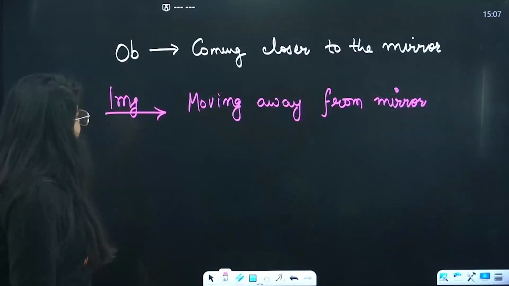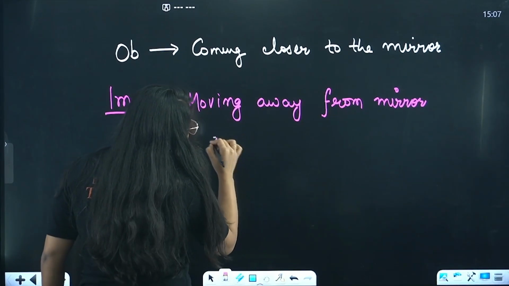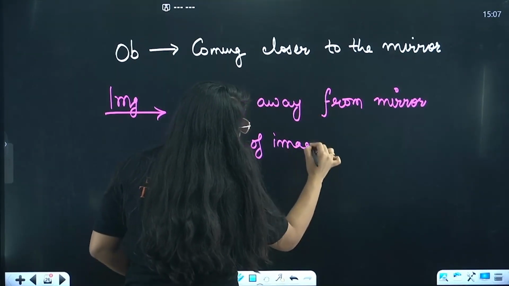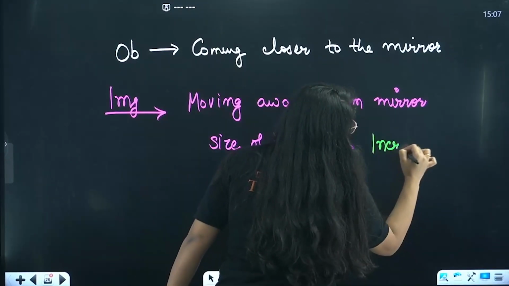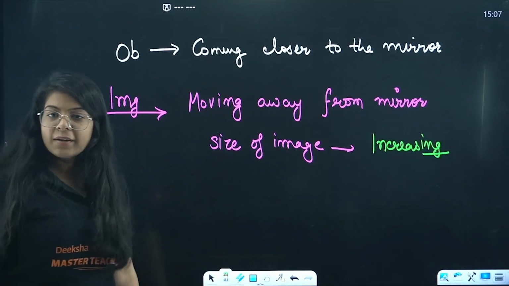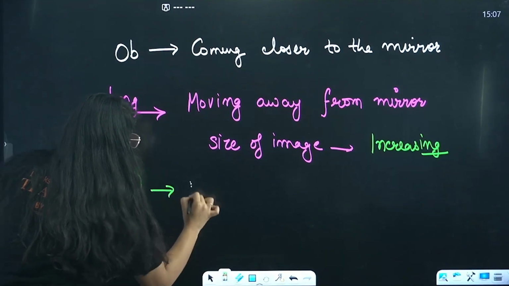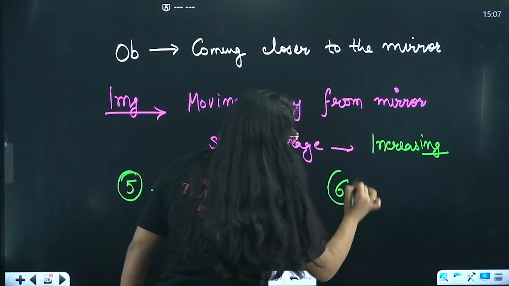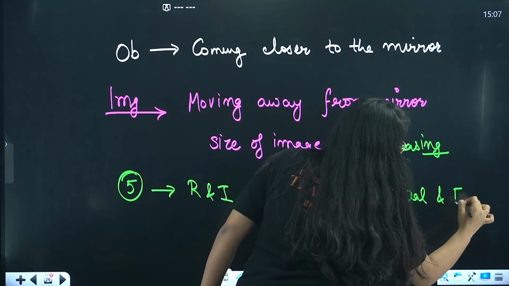So for the first 5 cases, as the image is moving away from the mirror, the size of the image is doing what? It is, beta, increasing. Understood? Clear? Right? Now in the first 5 cases, we know that images are real and inverted. But in the 6th case, beta, we know that the image is virtual and erect.